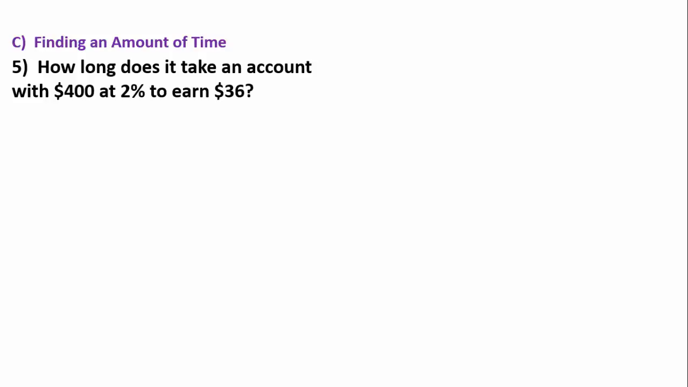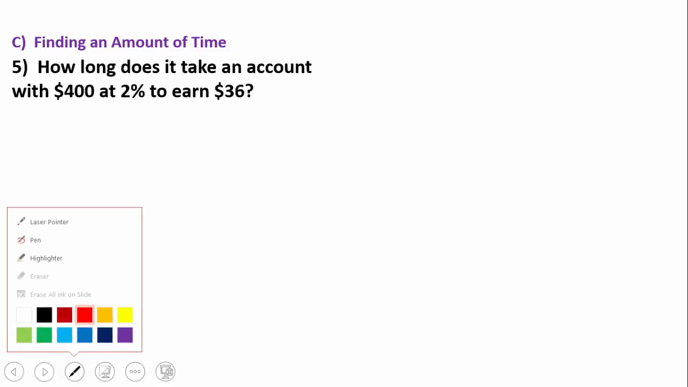And welcome to video 2 on simple interest, where we're going to continue finding different parts of the formula. In this case, we're going to find the amount of time. So we've found the interest, we've found the rate, and we're now going to go to time. How long does it take an account with $400 at 2% to earn $36?